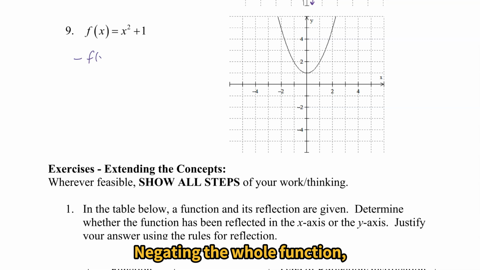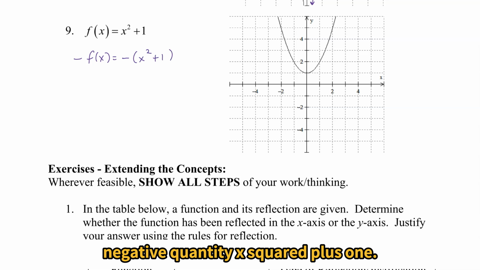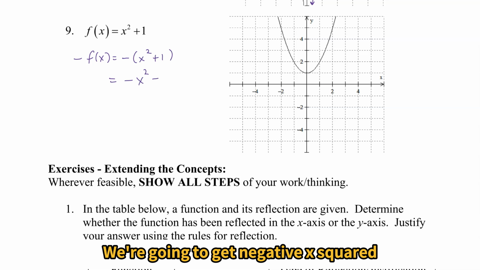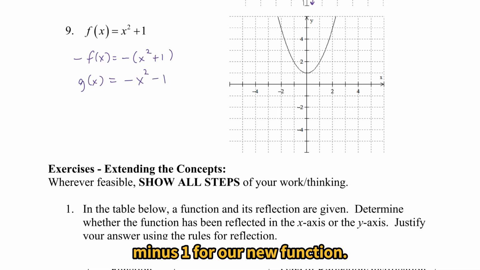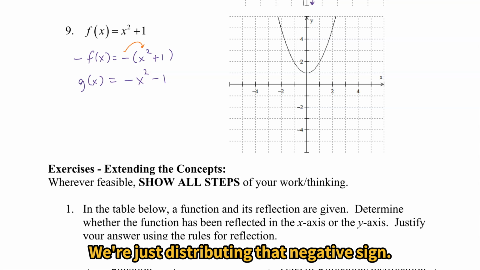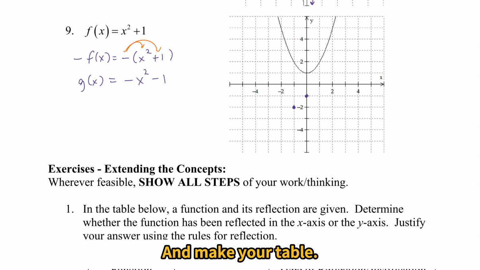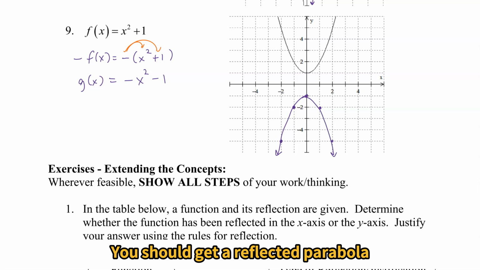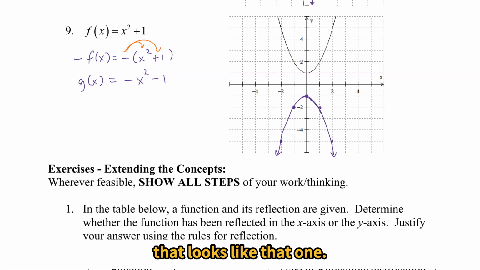Negating the whole function, negative quantity x squared plus 1. We're going to get negative x squared minus 1 for our new function. We're just distributing that negative sign. And make your table, and you should get a reflected parabola that looks like that one.